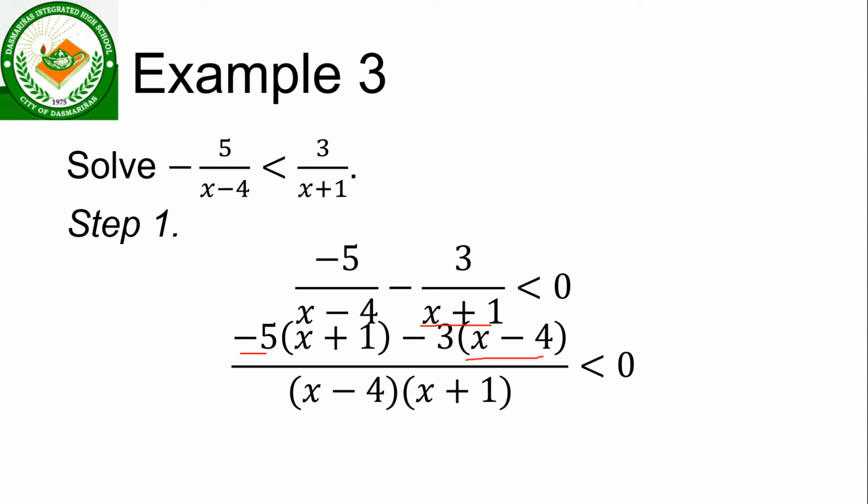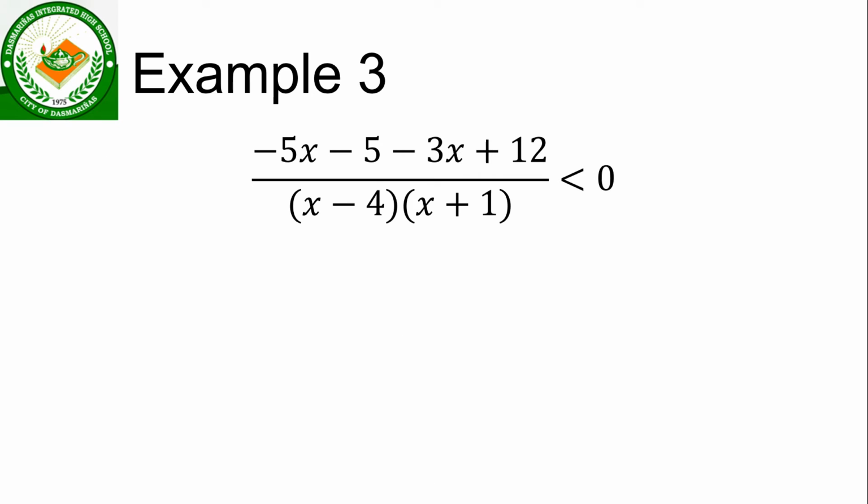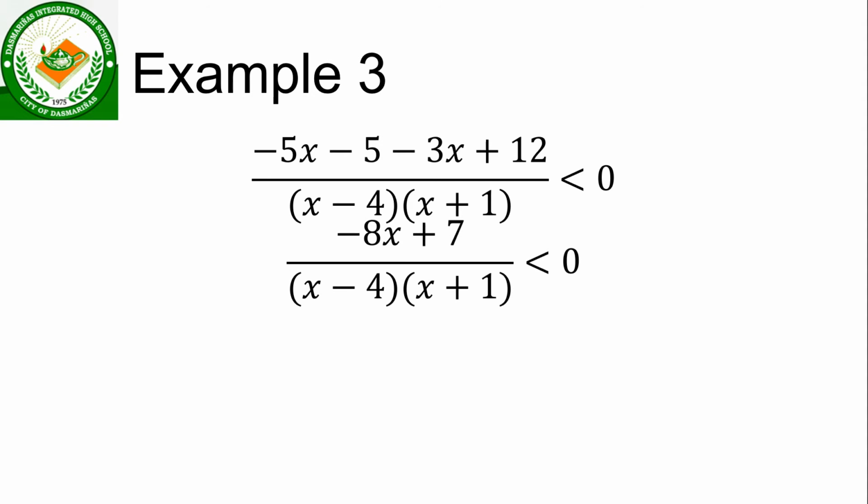Now, what's next? Let us simplify negative 5 multiplied by x plus 1 and negative 3 multiplied by x minus 4. If we do so, we have negative 5x minus 5 by distributive property and negative 3x plus 12. Negative multiplied by negative will be positive. 3 times 4 is 12. So, if we simplify, negative 5x minus 3x, combining similar terms, we have here negative 8x. And negative 5 plus 12 will give us 7. So, we have negative 8x plus 7, all over x minus 4 multiplied by x plus 1.